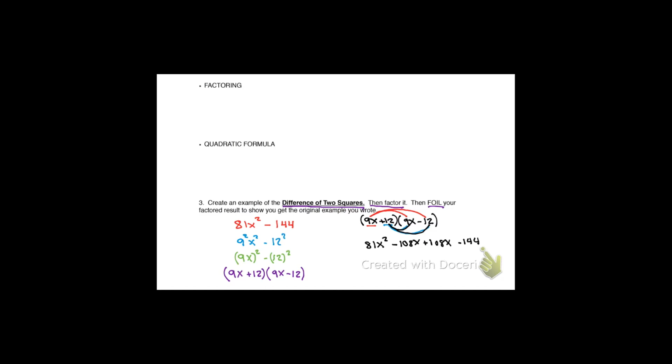We combine our like terms. These two here are like terms. They're both x's, and it just so happens that they cancel each other out. Negative 108x plus 108x is 0. So we're left with 81x squared minus 144. Okay, so when we FOILed it, we did get the same problem that we started with.